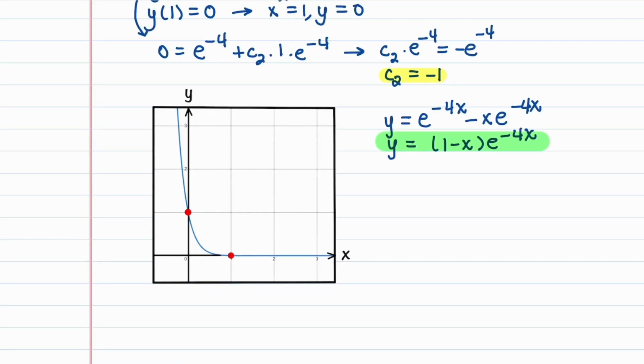This solution is a decaying exponential function, and I've graphed it over here on the left. And you can see that the solution passes through the boundary points. y of 0 is equal to 1, and y of 1 is equal to 0.